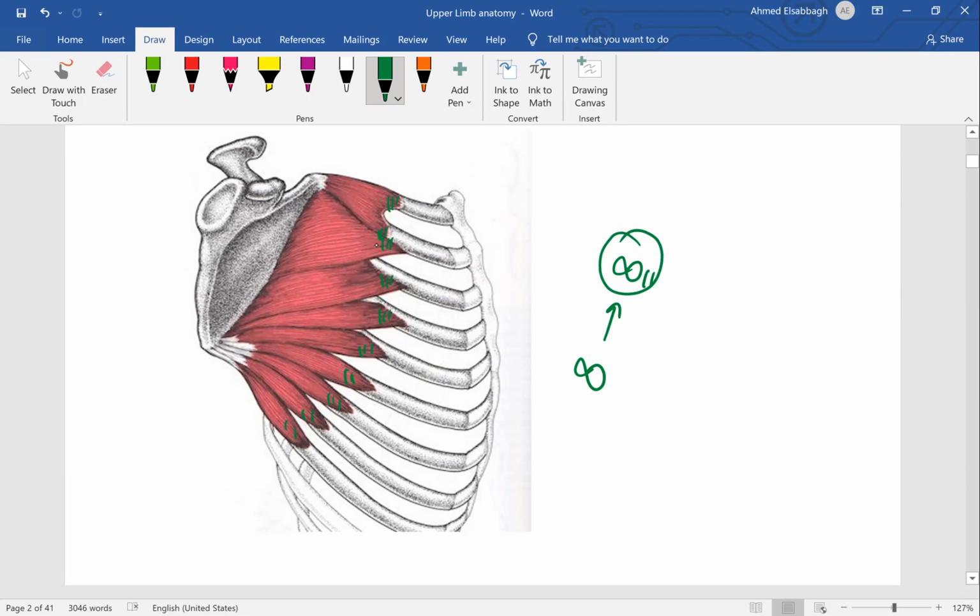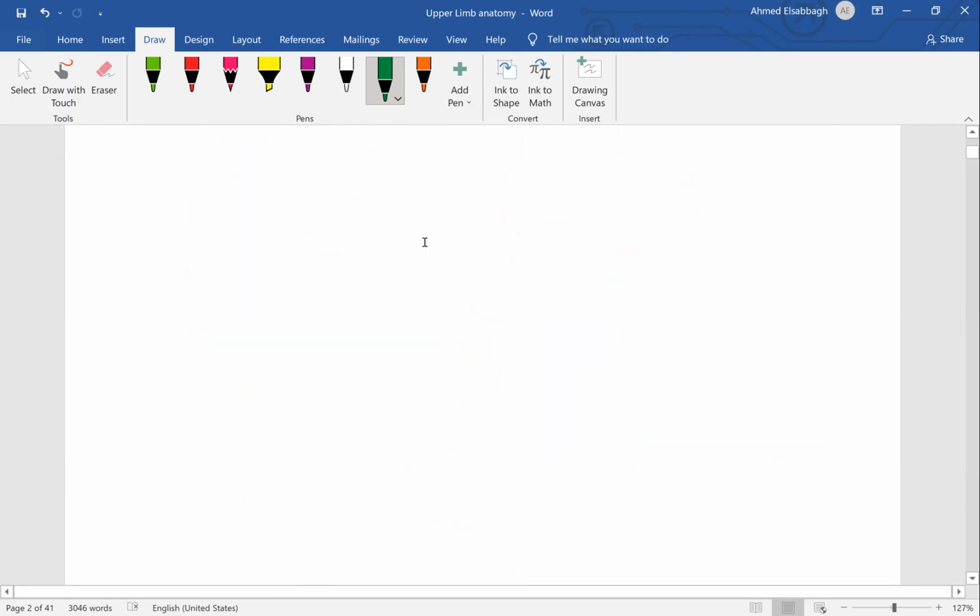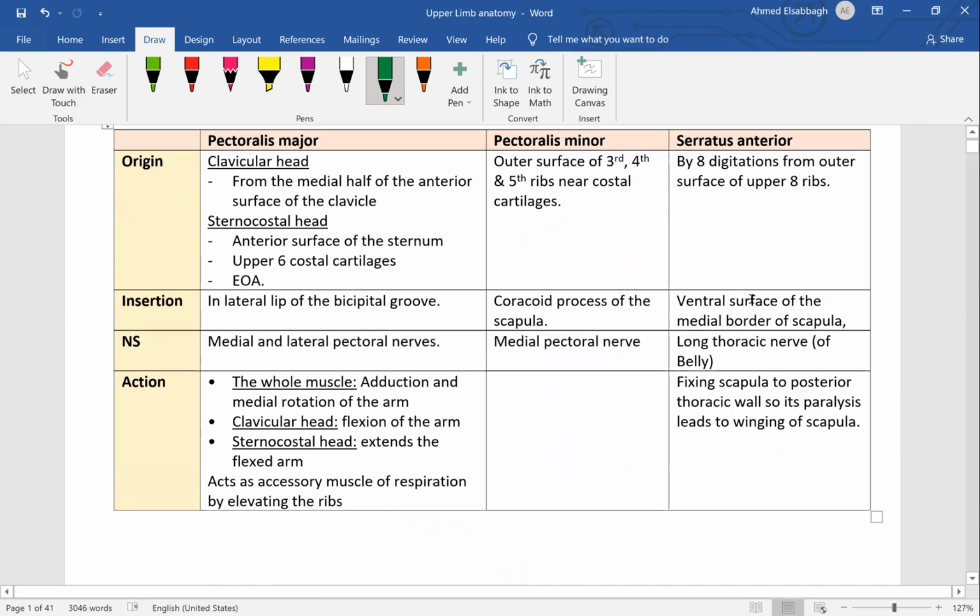Its insertion, as you can see in the picture, is into the medial border of the scapula, especially the ventral aspect of the medial border of the scapula. Just know that it is attached to the medial border of the scapula. This is about the origin and insertion.